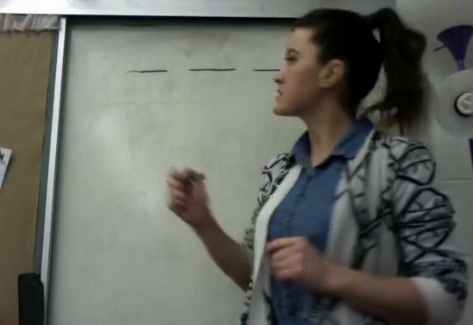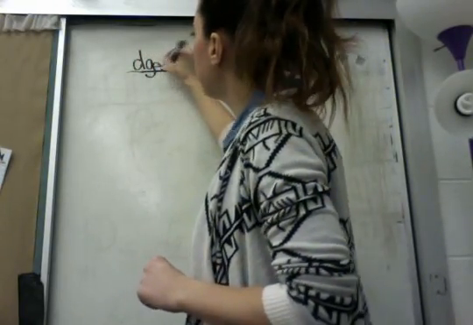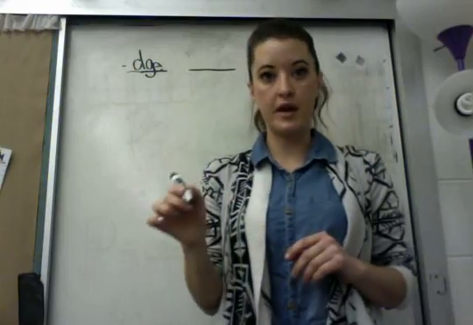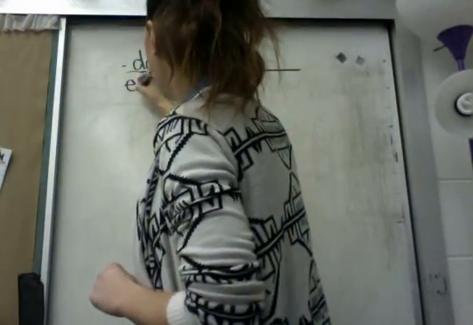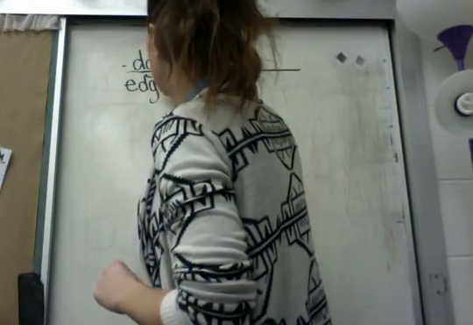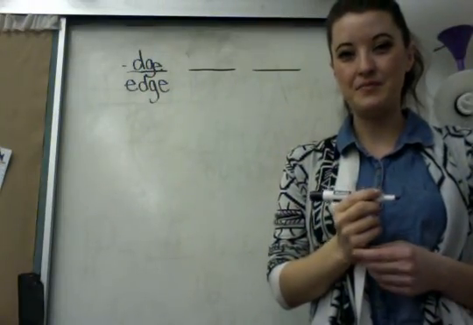Our first pattern is going to have the D, G, E pattern at the end of our word, like in the word edge. Watch me saying right edge. J. Go ahead and write our first pattern and the word edge.